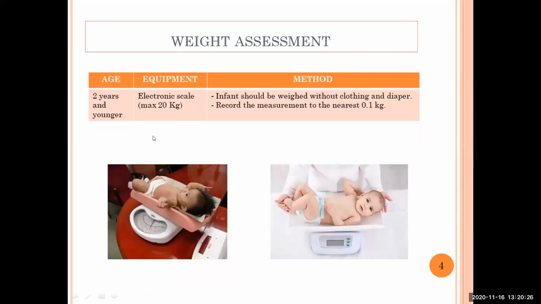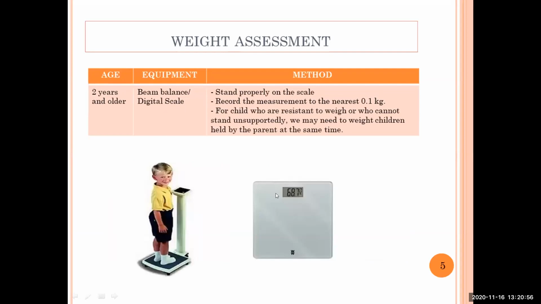Then moving on to the weight assessment. For 2 years and younger, we weigh them on an electronic scale, which has a maximum of 20 kilograms and an increment of 10 grams. The infant should be weighed without clothing and usually without a diaper, and we record the weight to the nearest 0.1 kilogram. For 2 years and older, we use a beam balance or digital scale. The children should stand properly on the scale, and we record the measurement to the nearest 0.1 kilogram.